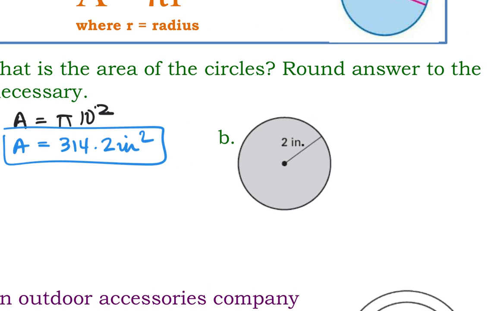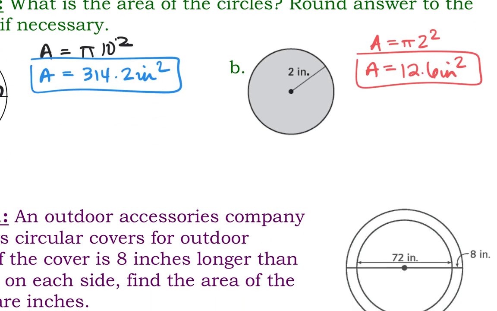All right, next one has the radius of 2. Go ahead and try that one for me. Just given the radius already. All right, what did we get for this one? 12.6.